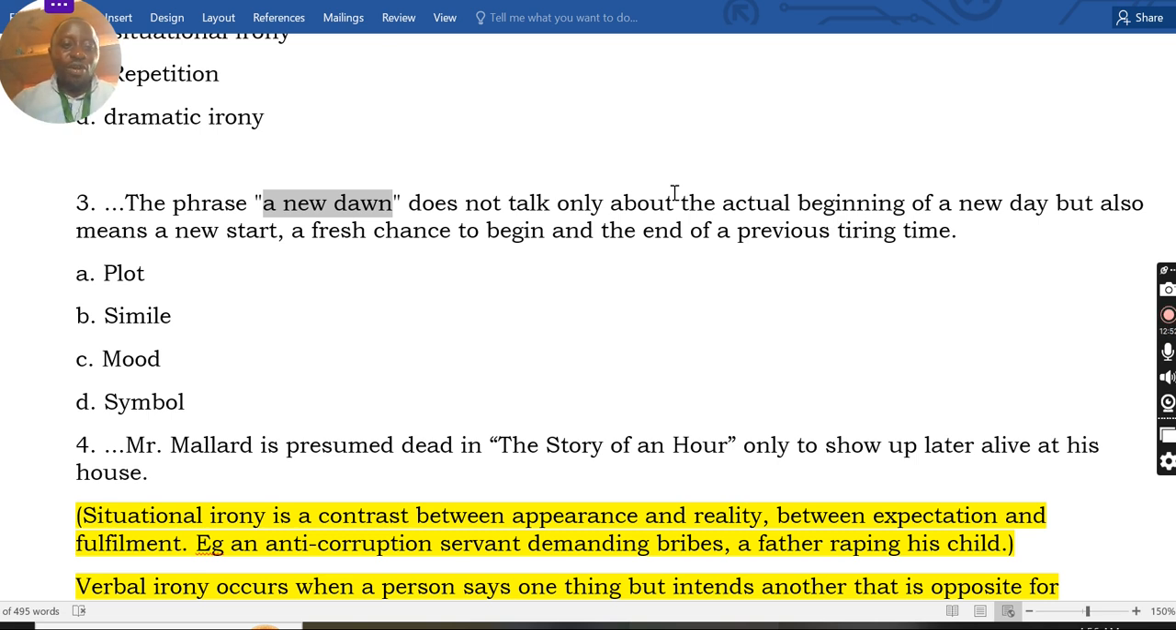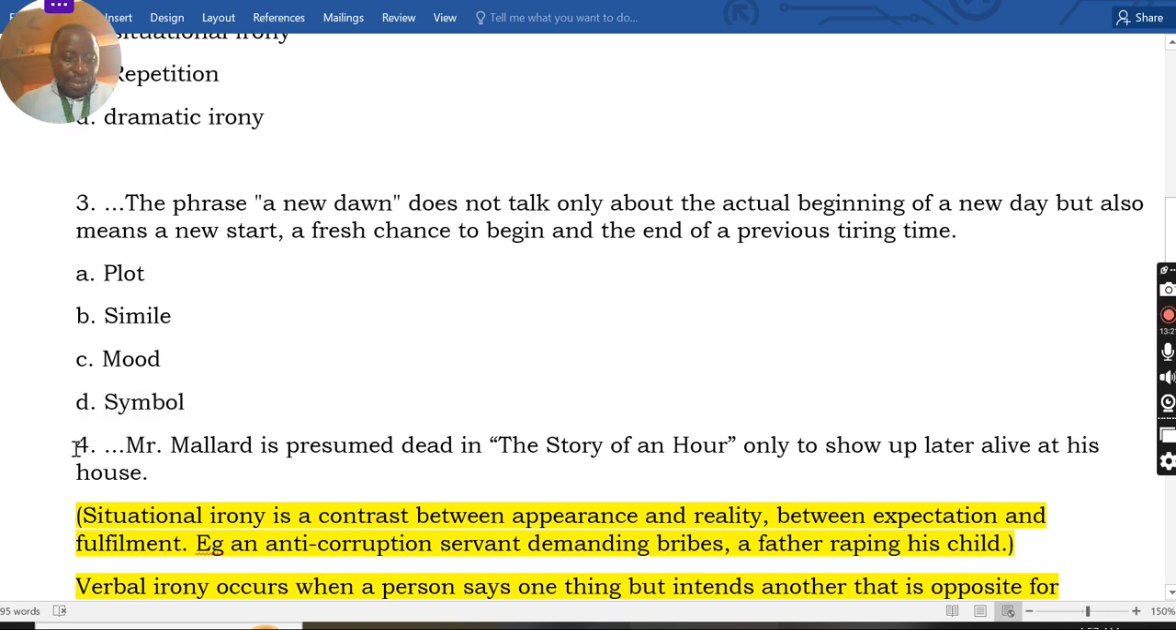So actually, we have here alternatives. A, plot, B, simile, C, mood, D, symbol. So you can see a new dawn symbolizes a new start, a fresh chance in life. So the answer is number D, symbol. So let's move quickly to number 4.